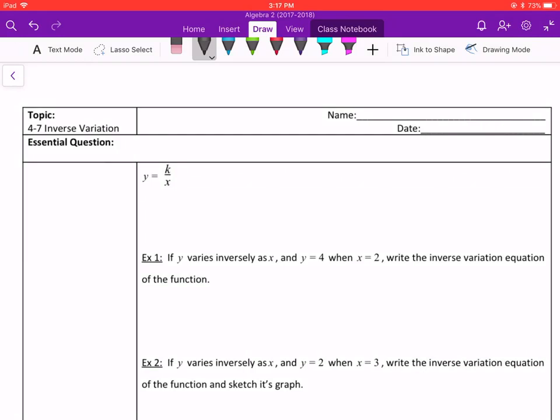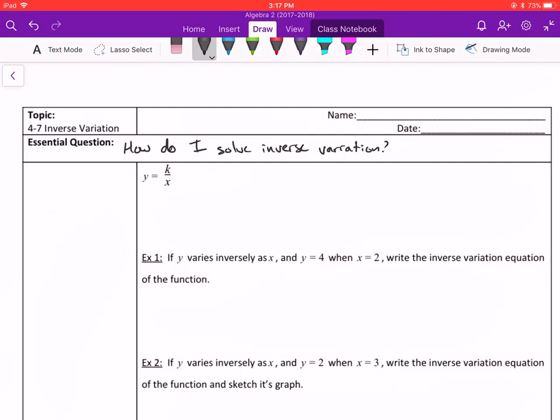Alright, so our essential question: how do I solve inverse variation? So we're going to talk about how we solve for inverse variation, how we would write the equations, and what we do when we get the words inverse variation.